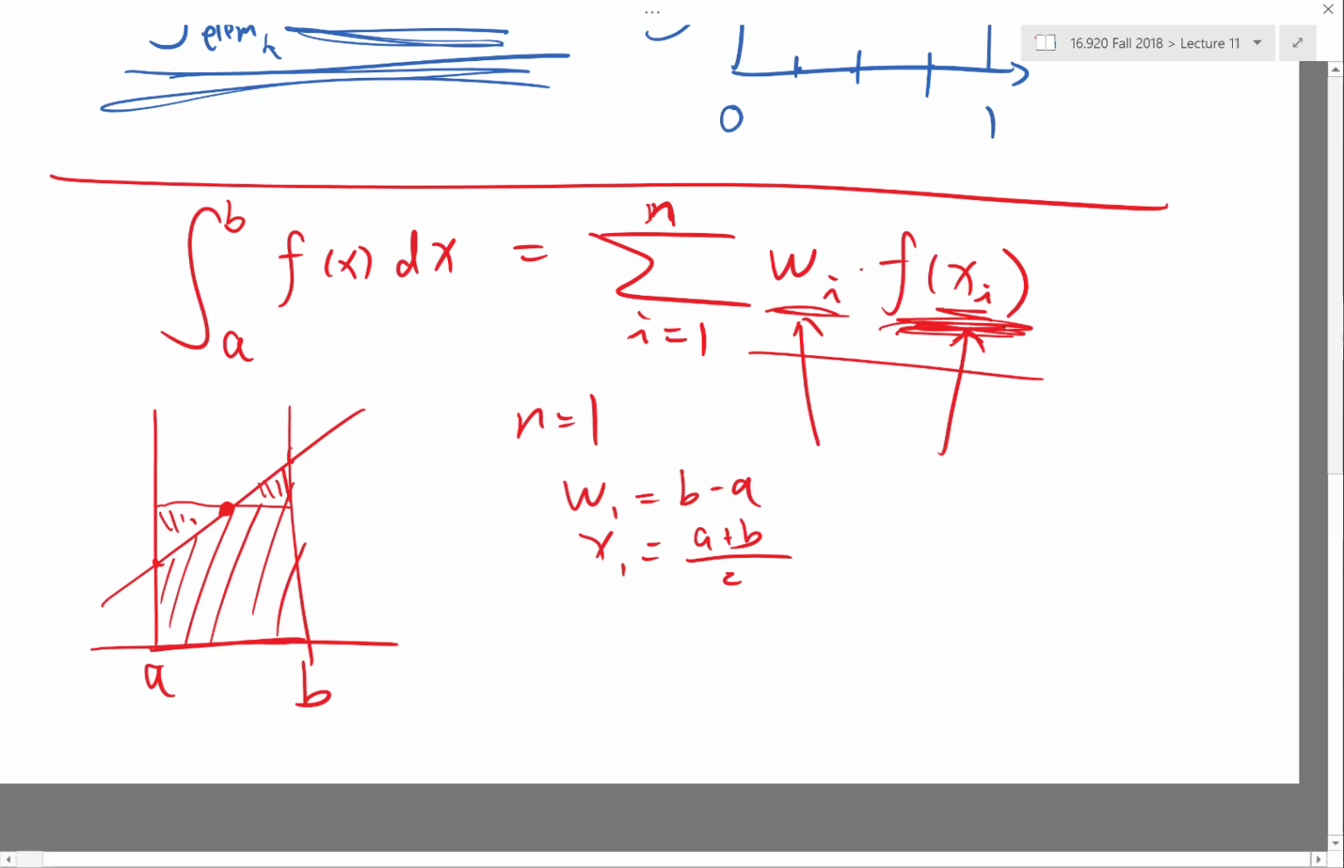And Gauss's contribution is actually not just to list these equations. He figured out a particularly elegant way of solving this set of 2n nonlinear equations through using orthogonal polynomials.